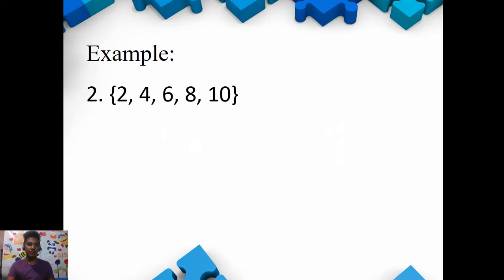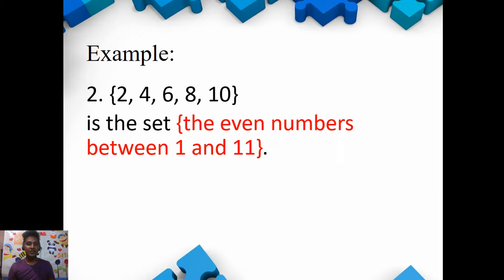These are a set of, what do you think is that one? 2, 4, 6, 8, 10. This defines a set, right? Or what is the specific condition that defines this set? 2, 4, 6, 8, 10. They are even numbers. Therefore, this is a set of even numbers. Very good. Okay. So, it is the set of even numbers between 1 and 11.